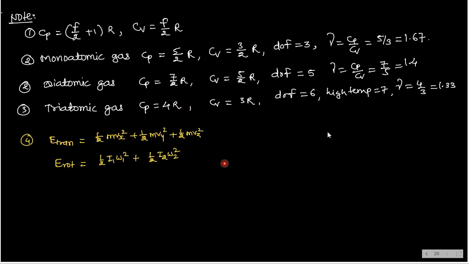Now, how to find E translational, E rotational, and E vibrational, or what actually are these? See here, E translational means half m Vx square plus half m Vy square plus half m Vz square. This is just kinetic energy due to the translational motion. Rotational energy is due to the rotations, that is half I omega square. If you have 2, then half I1 omega1 square plus half I2 omega2 square. If you have 3, then you can add one more.